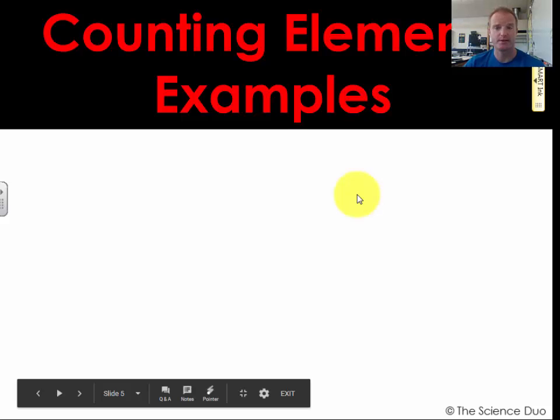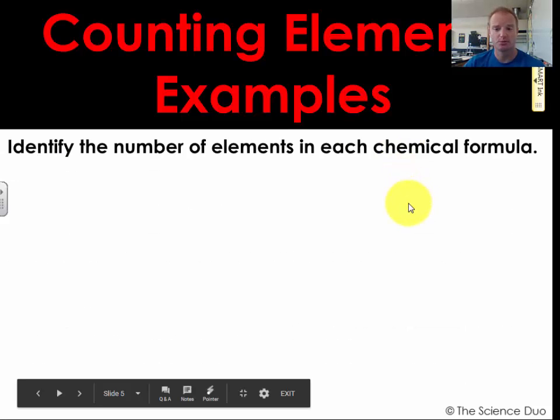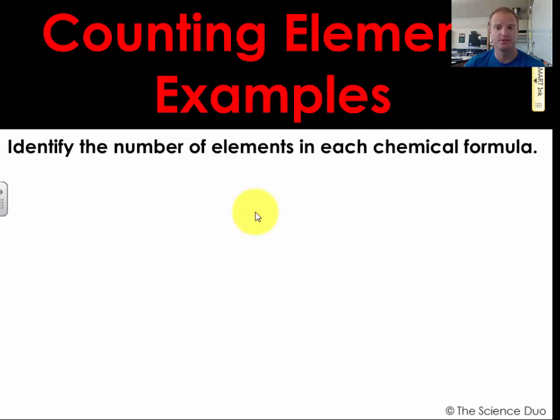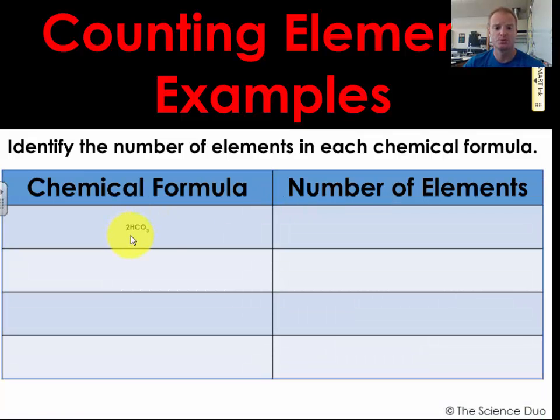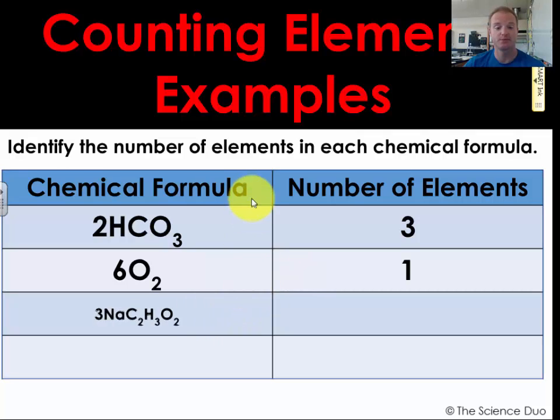So how do we count these up now? We have different types of atoms. How do I know what we're looking at here? Our goal is to identify the number of elements in the chemical formula. So when we have 2HCO3, what does that mean? I look at my capital letters: 1, 2, 3. So the number of elements, or types of atoms, is 3. If I have just O2, there's just one capital letter, so that's one type of atom, or one element.